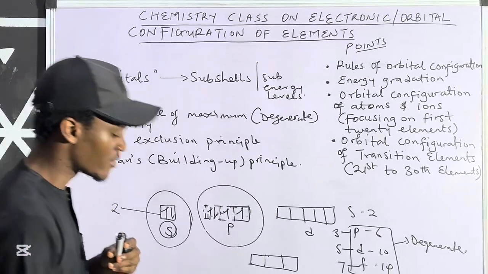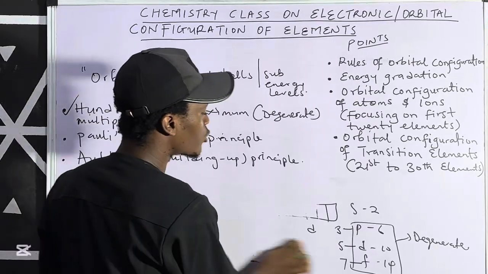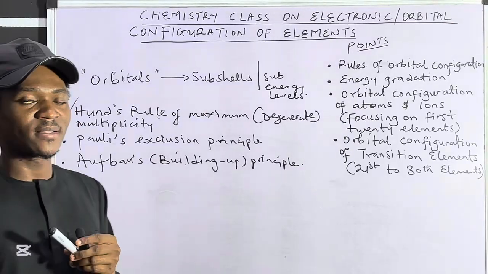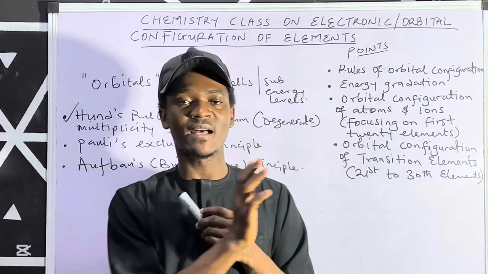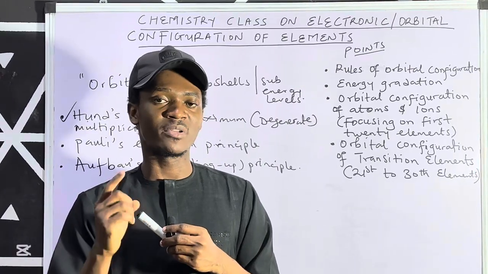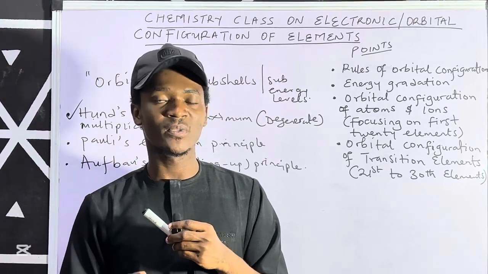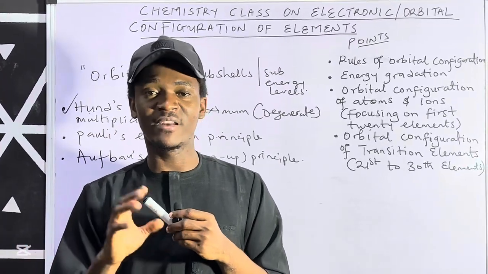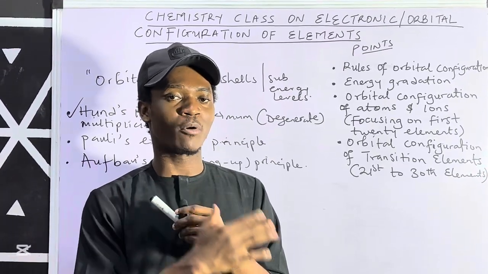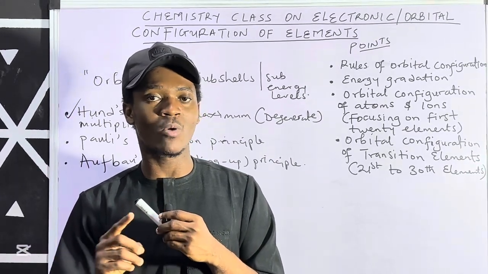Then what about Pauli's exclusion principle? Pauli's exclusion principle has it that no two electrons of an atom can have the same 4 quantum numbers. Quantum numbers I will treat specially in another lesson. But we have 4 quantum numbers: the principal quantum number, the azimuthal, the magnetic, and the spin. I will treat that separately. But one very vital thing to take cognizance of is that there is a particular quantum number that Pauli's exclusion principle introduces us to, which is the spin quantum number.